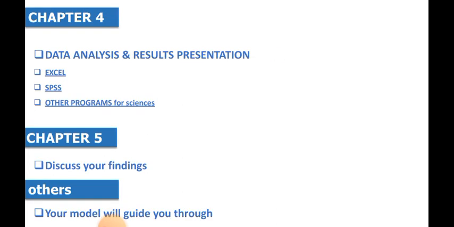Now chapter 4, data analysis and result presentation. For some departments they make use of Excel, while for social sciences you practically use SPSS. We have other programs like Google Sheets and the rest of them, but you have to use SPSS if you're in social sciences, arts, or education. So here you need a professional to help you run the analysis. This is the place where you need to outsource the job.